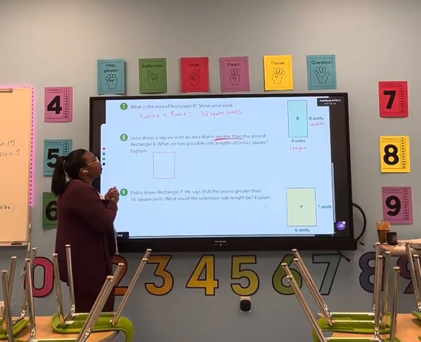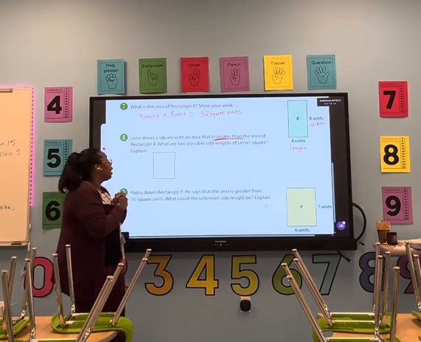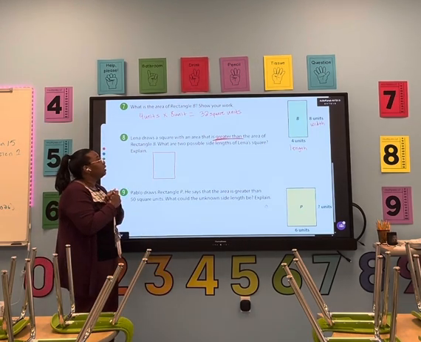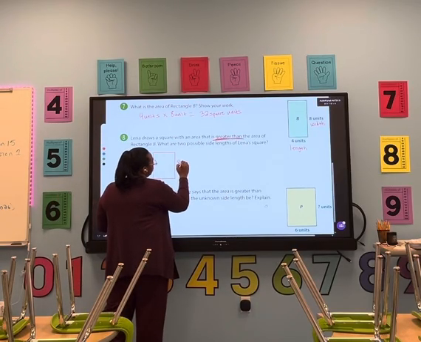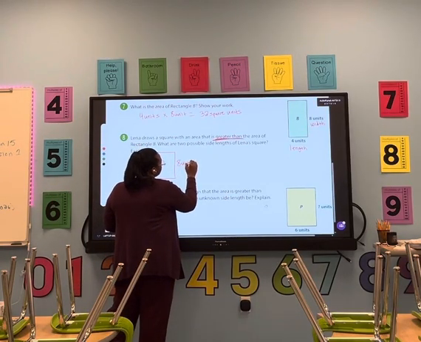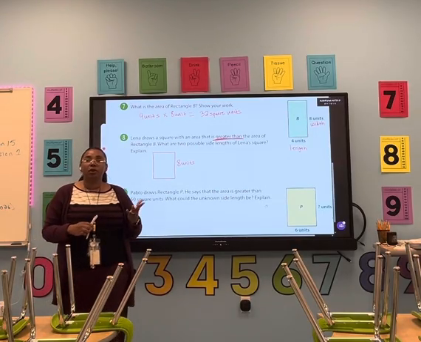So let's go ahead and change one of those numbers. I think I'm going to go ahead and leave the 8 units the same. So I'm not going to change that one. So I'm going to put 8 units here. But the other number that I'm going to change is going to be the 4 units.